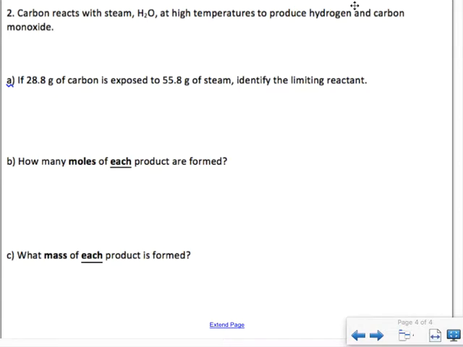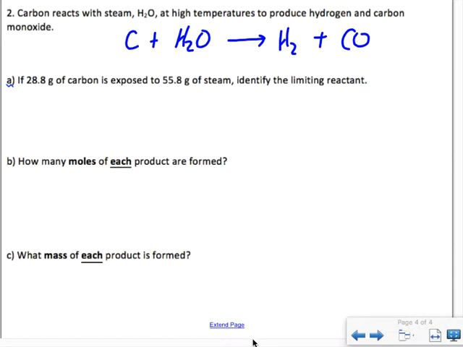Okay, so this is a word equation. I have to put it into a chemical equation. Carbon reacts with steam, which is H2O. So it's going to be carbon plus H2O, and it says produces hydrogen and carbon monoxide. Is this balanced? Yes, this is balanced. So everything's a 1-to-1 ratio, which is nice.